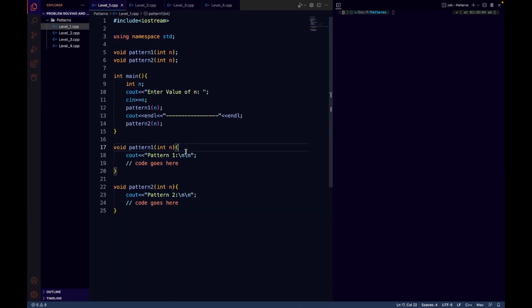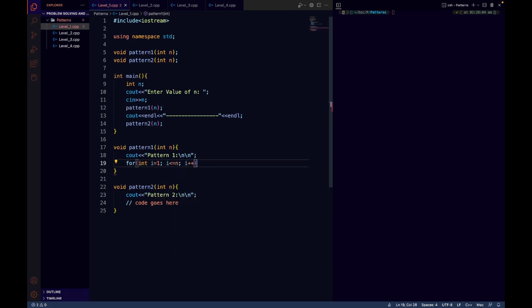Okay, so we are printing pattern 1, so I'll code in the pattern 1 function. We are taking n, which is the number of rows for the pattern, and passing it into the function called pattern 1. Now what we have to do: we would be having n rows in the pattern, so let me run a for loop. For int i equals 1, i less than equals n, and i plus plus.